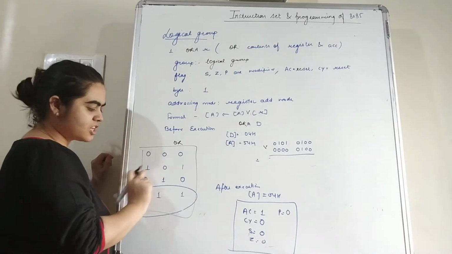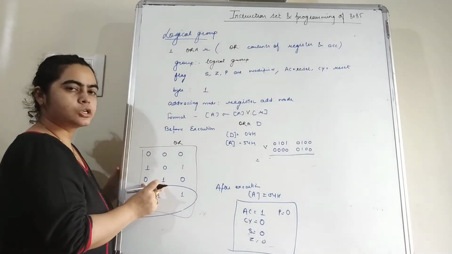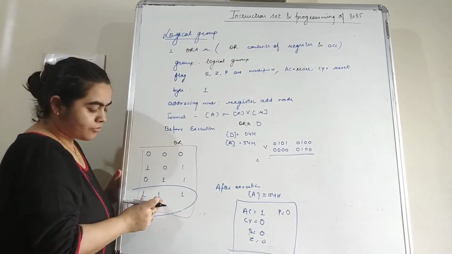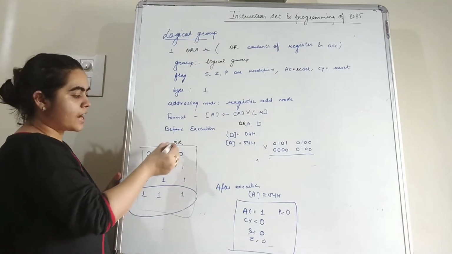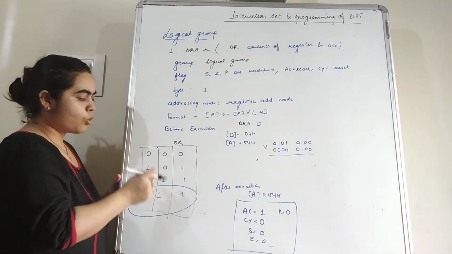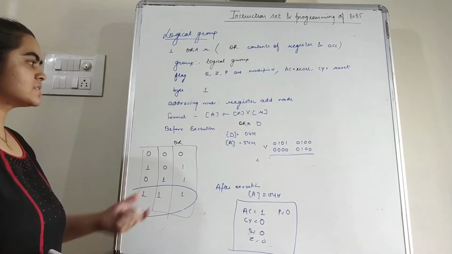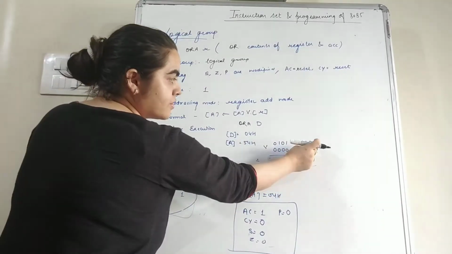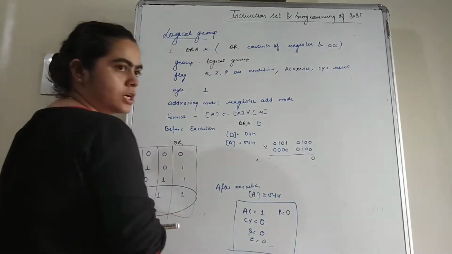So here the result is 1. Again here values we have 0 and 1, so the result is 1. 1 and 1, result is 1. So that means when both the values are low, only then the result is low. Otherwise it is high. So you can see when both the values are low, then the result is 0.